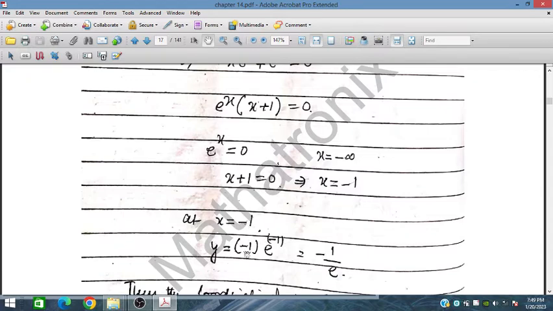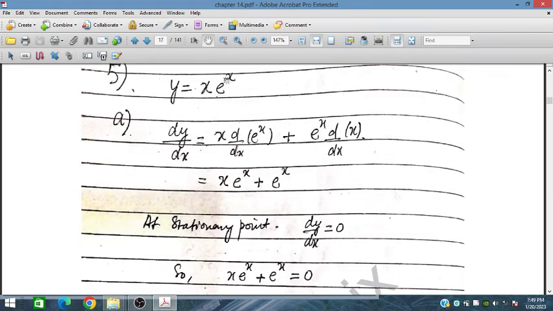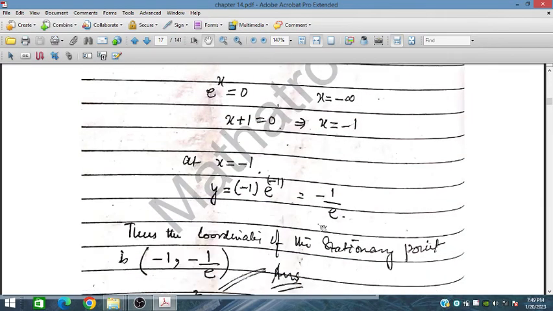If x is equal to minus 1, then y is equal to, this is minus 1 and that's minus 1. So this minus 1 and this power. So 1 minus 1 over e. So the y value is minus 1 over e. So the coordinates of the stationary point are minus 1 and minus 1 over e.